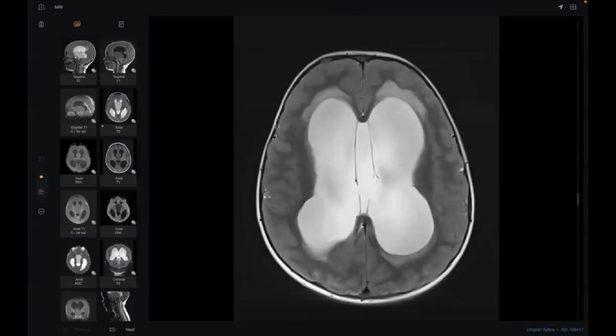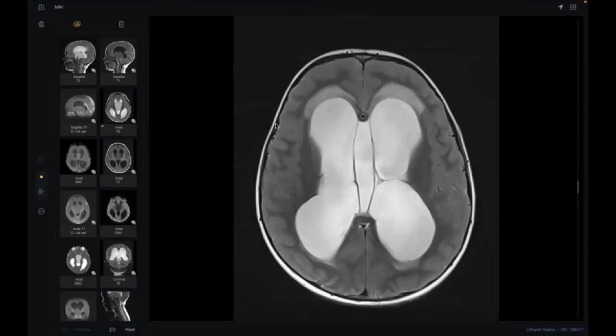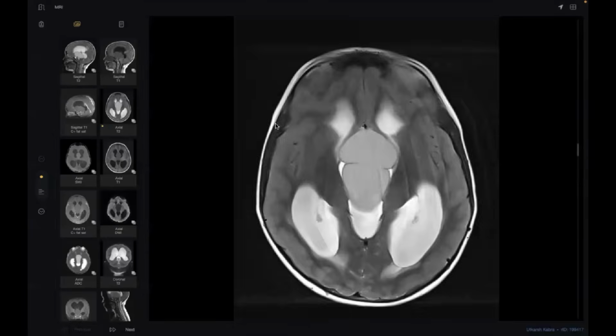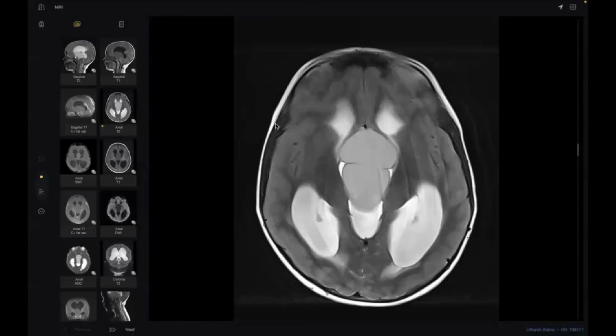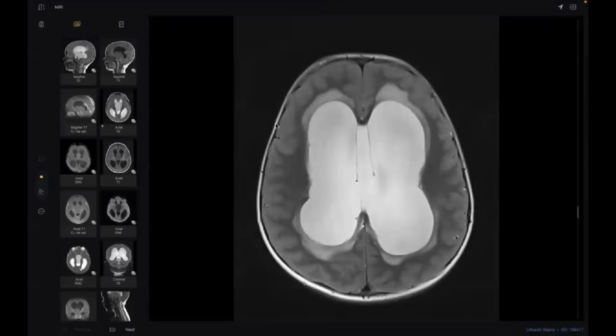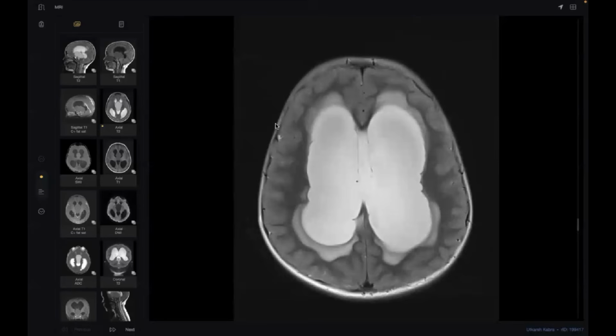Do you have any warning sign here in these slides? Yes, there is a transependymal seepage due to acute obstruction. What does it mean? This is an acute dilatation of the lateral ventricles and third ventricle, which is causing obstructive hydrocephalus.